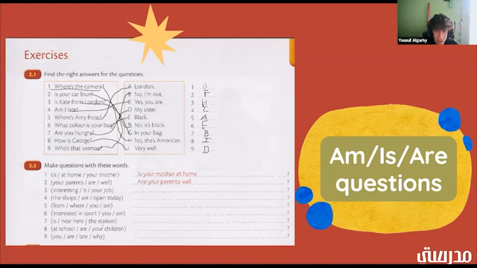"Is near here the station?" Number 7, how would we change that one? Is the station near here? Good. And then number 8, "at school are your children." How do we do that? This one would be: Are your children at school?